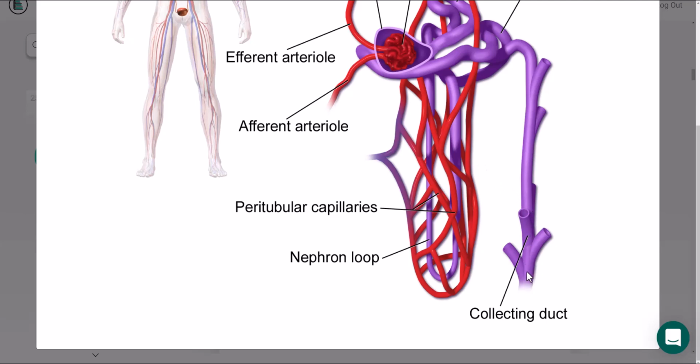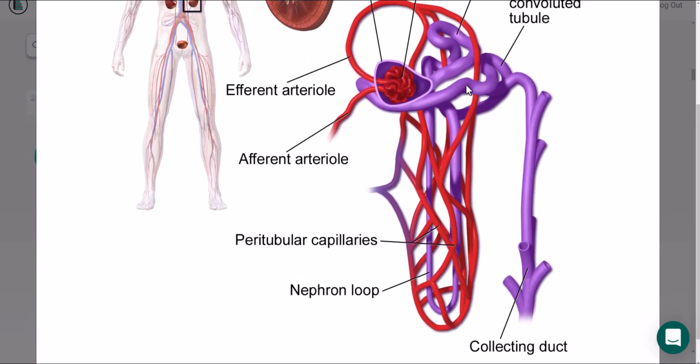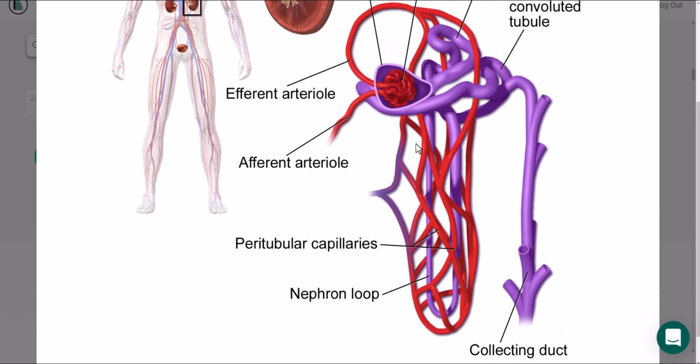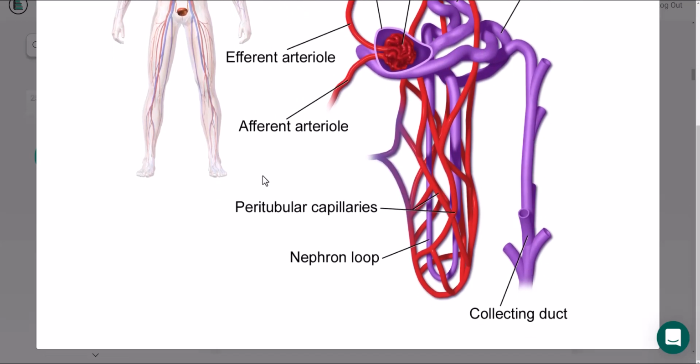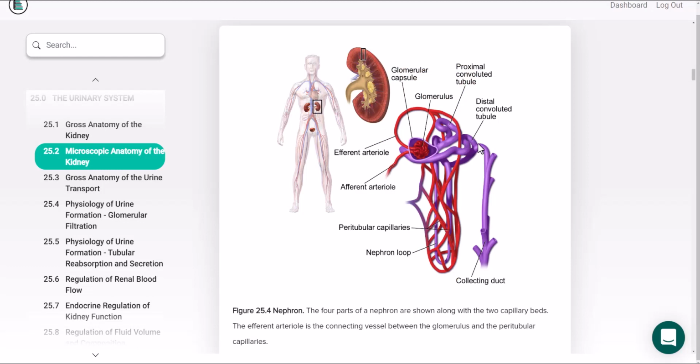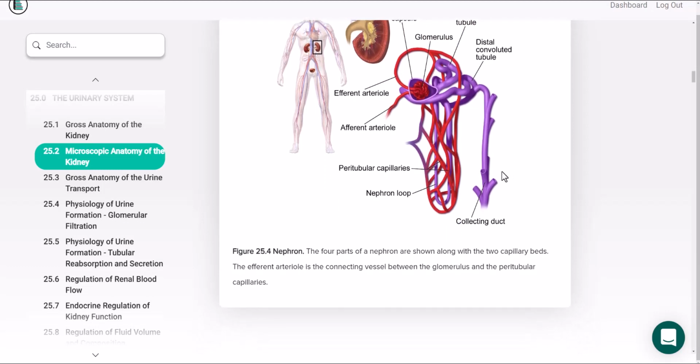Then the filtrate is going to continue through the collecting duct. There's still modification happening of the filtrate, so it's not quite urine yet. As we'll see in a moment, the collecting duct is going to lead to the renal papilla. And then once this filtrate drips through the renal papilla and into the calyx, that is then final product urine. So as long as the filtrate is in the nephron or the collecting duct, it's possible that that filtrate is being modified to the final product of urine.